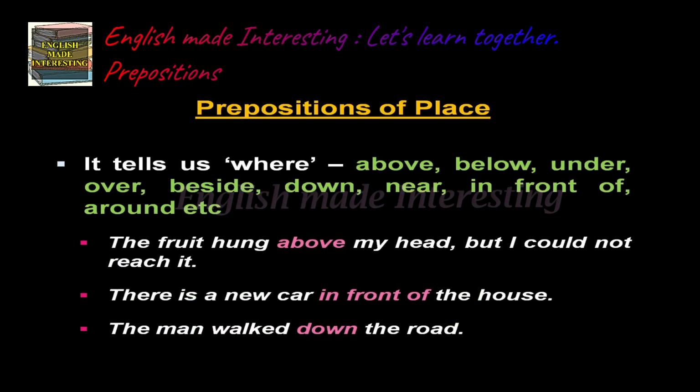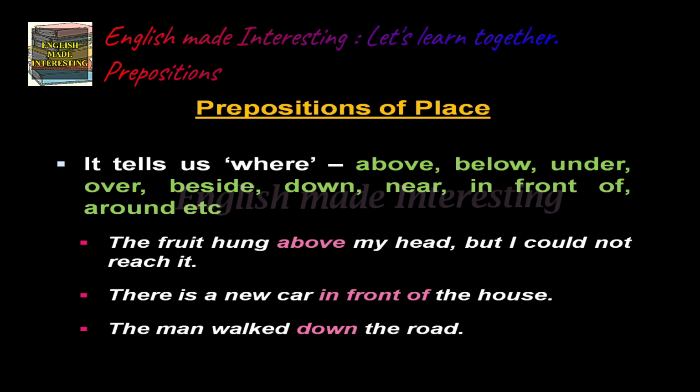Now over to prepositions of place. It tells us where. Example: above, below, under, over, beside, down, near, in front of, around, etc. These are the prepositions used to tell us where. These are the prepositions of place.